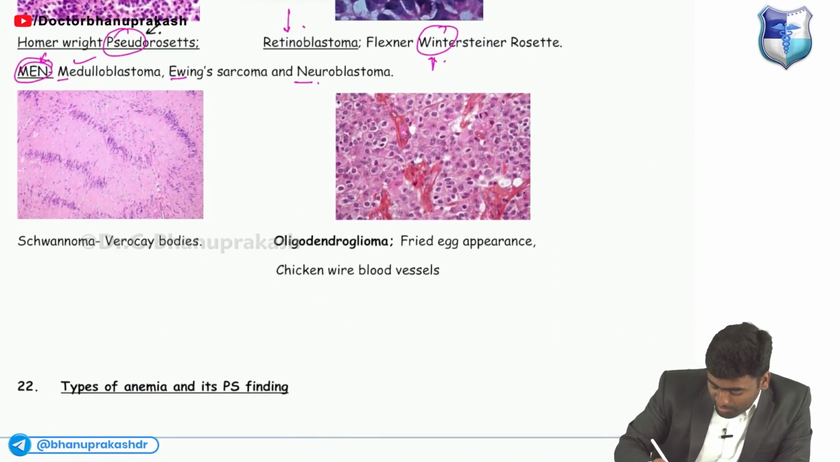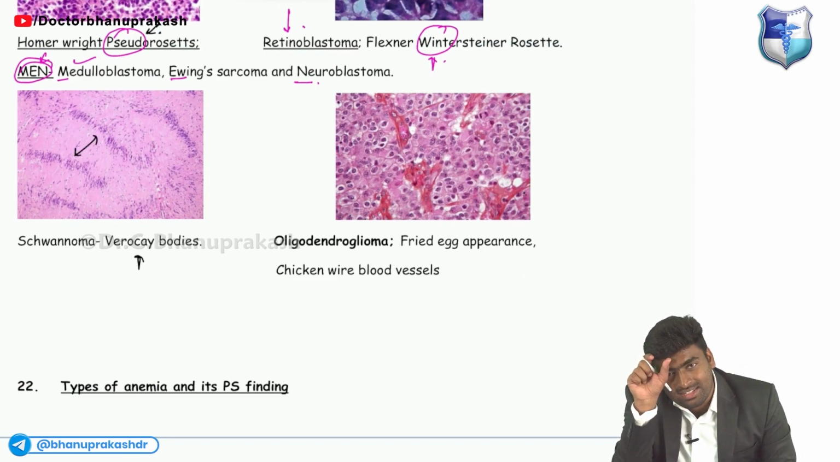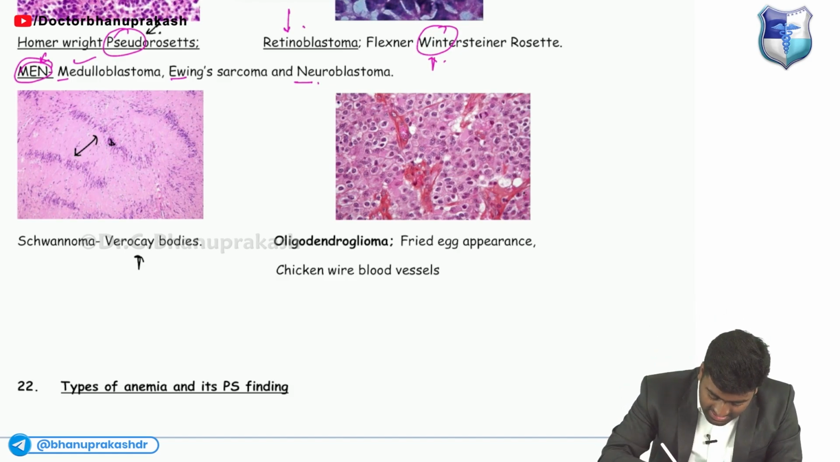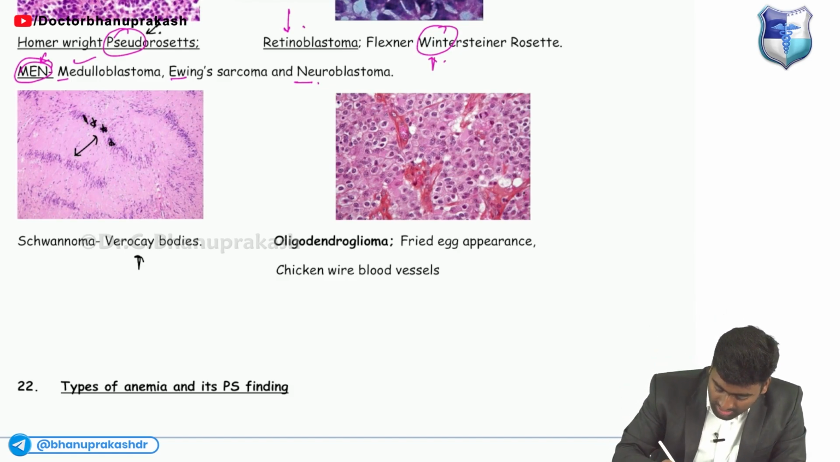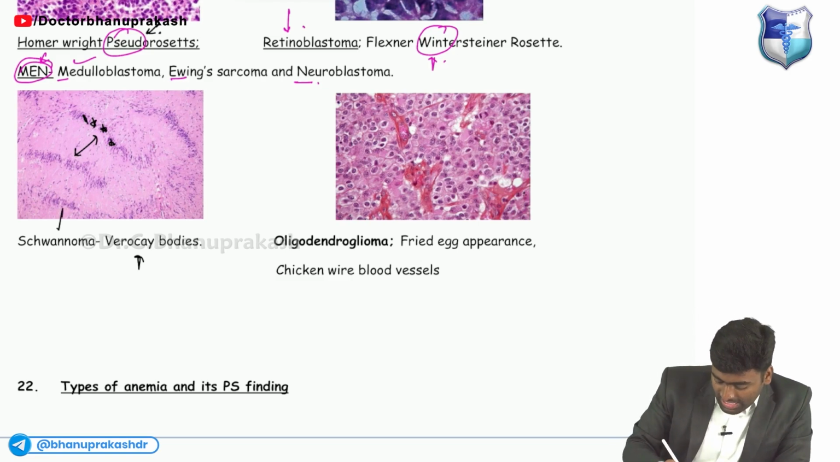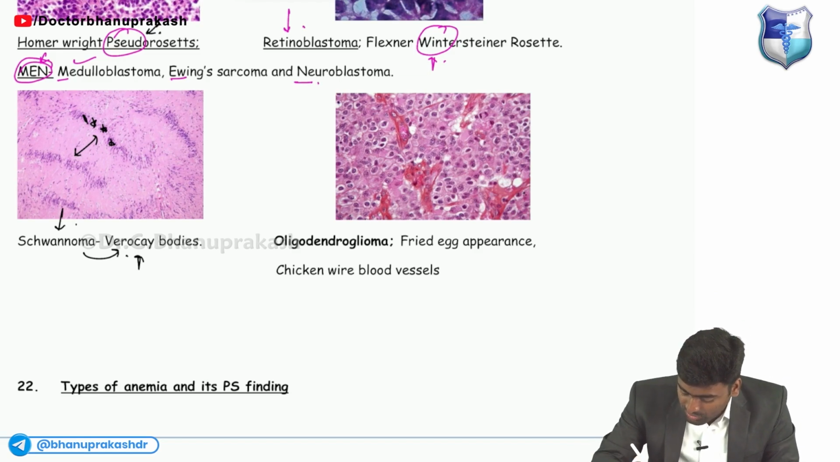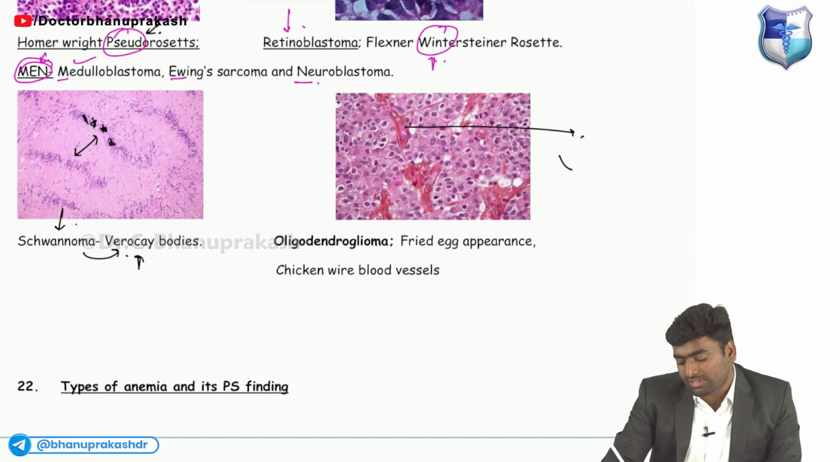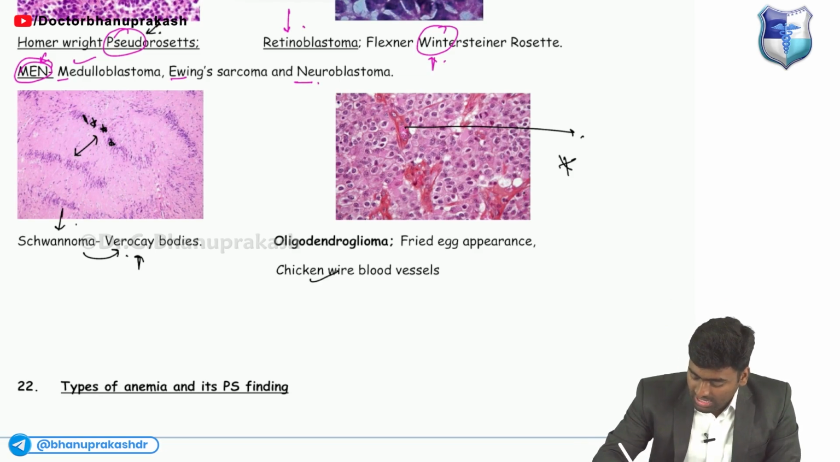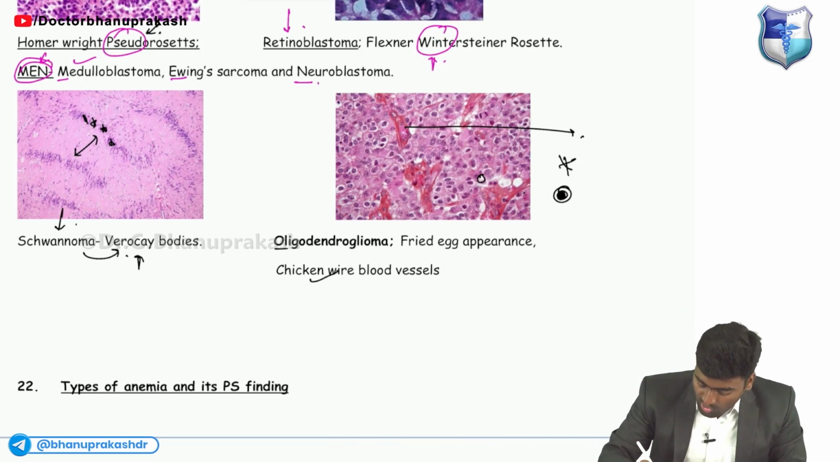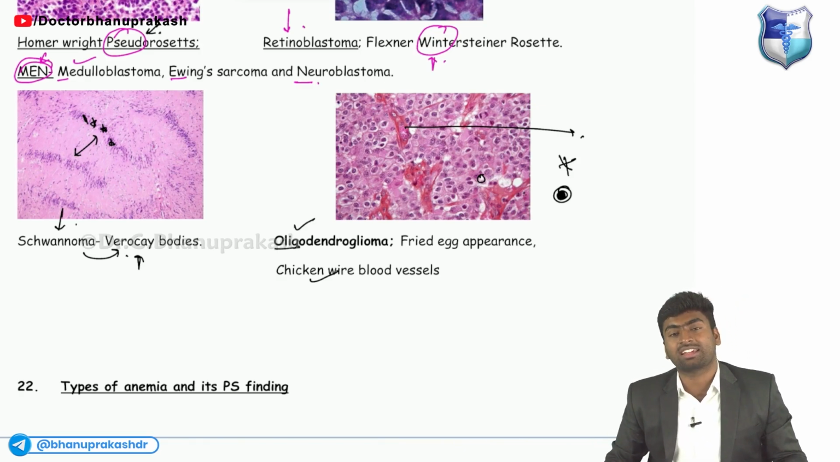Next, you will see this type of two segregations where in between there are just cell bodies and on the sides there are cell nuclei. These segregations are seen in classical schwannoma, and you will see one more type of body known as Verocay bodies in schwannoma. Good guys. Next, if you see these two things, chicken wire calcification and fried egg appearance, both of them are classically seen in oligodendroglioma.